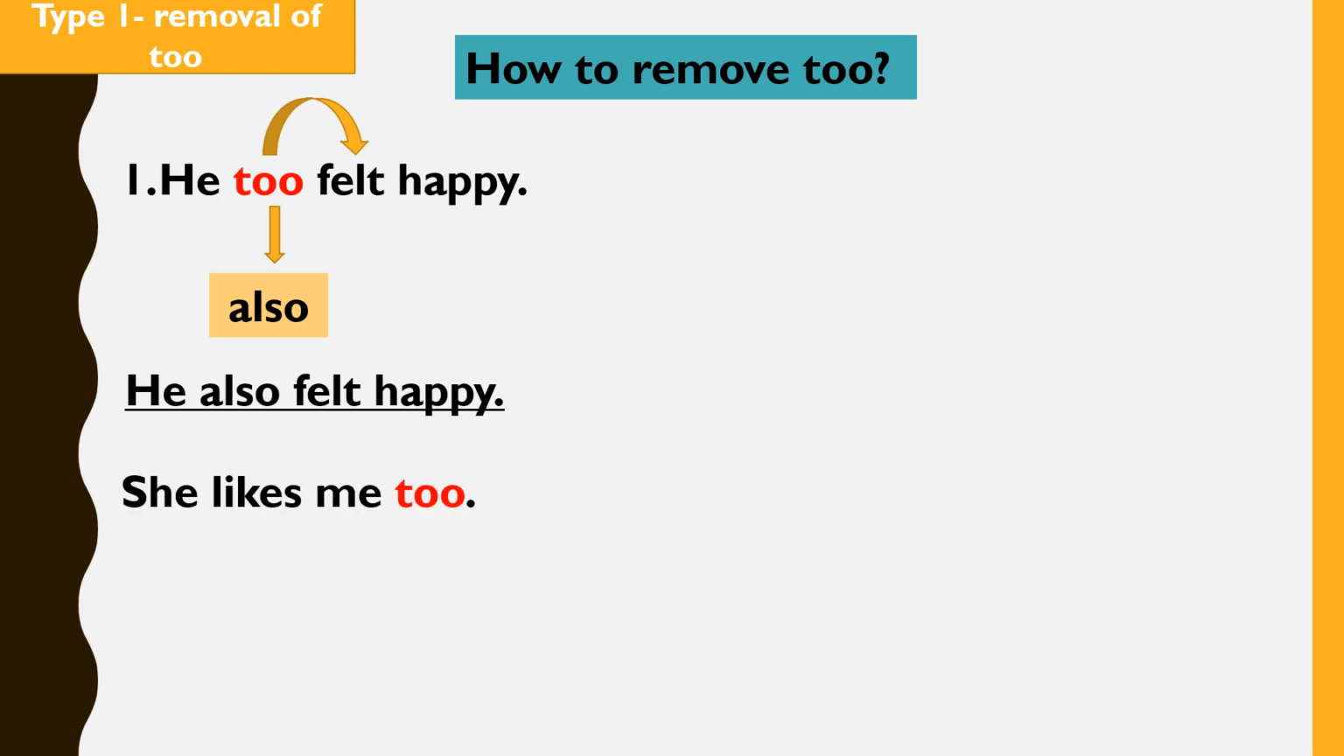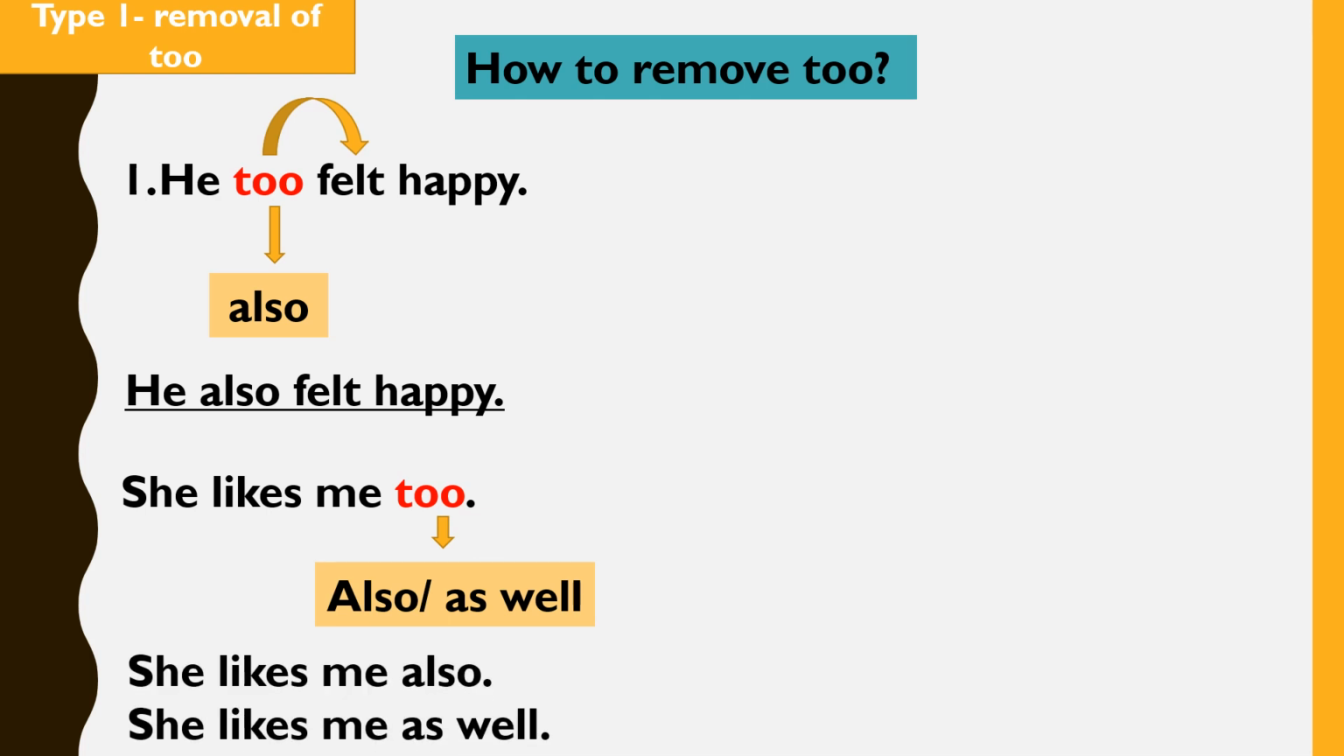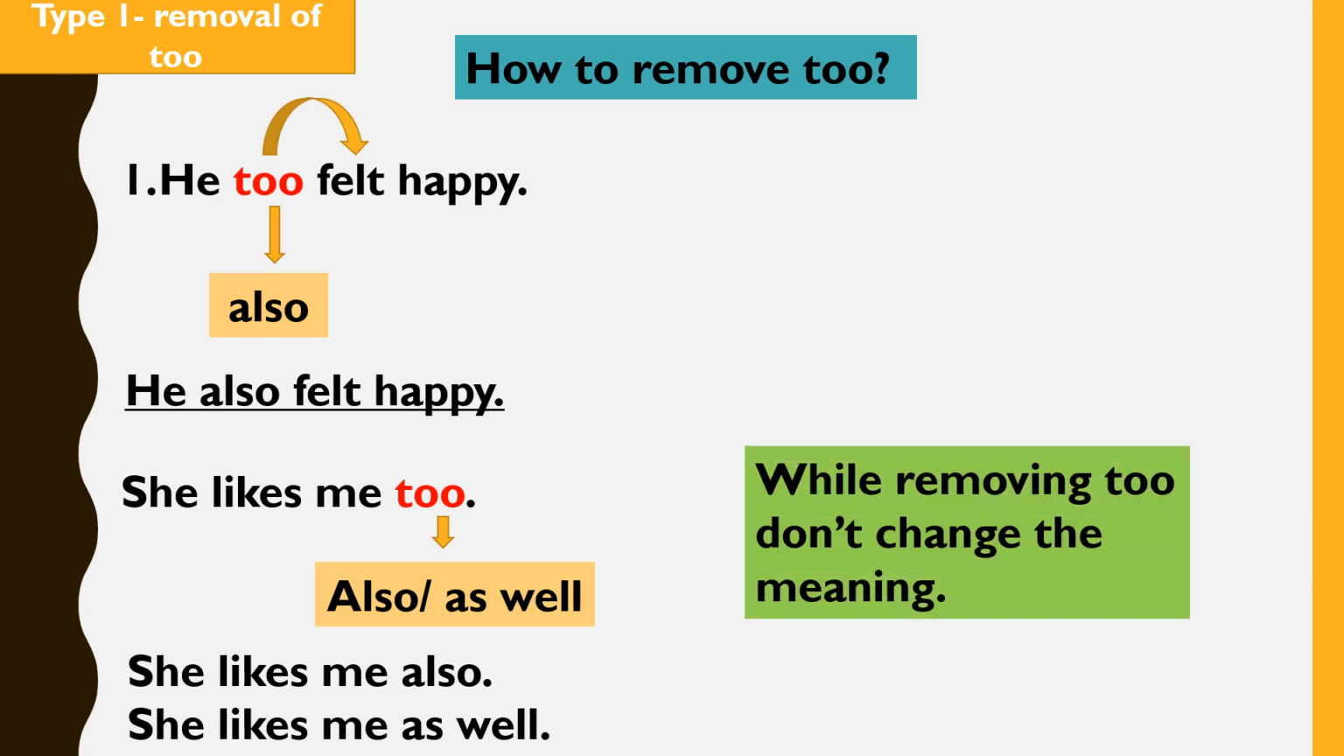We'll take another sentence. She likes me too. What is the meaning of too in this sentence? It means also or as well. So we can remove too and rewrite our sentence as she likes me also or she likes me as well. Remember, children, that while removing the adverb too, we don't have to change the meaning of the sentence. The meaning of the sentence remains the same.